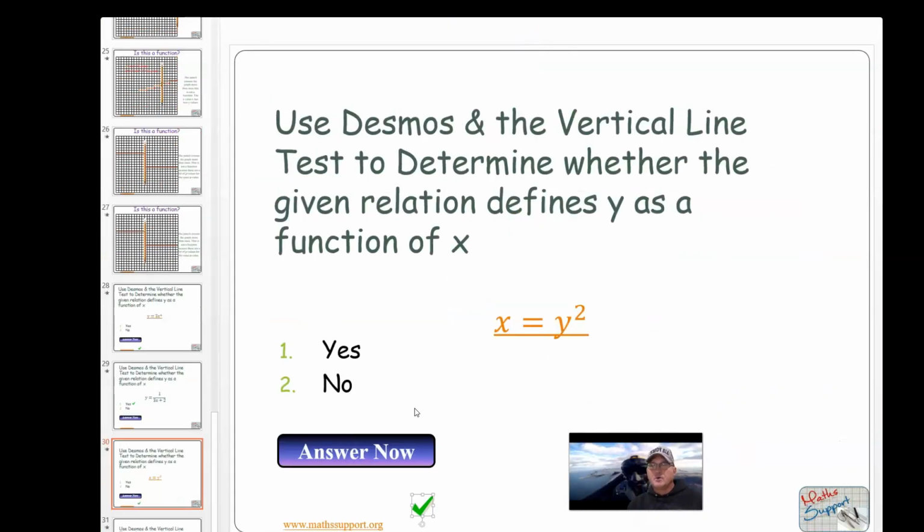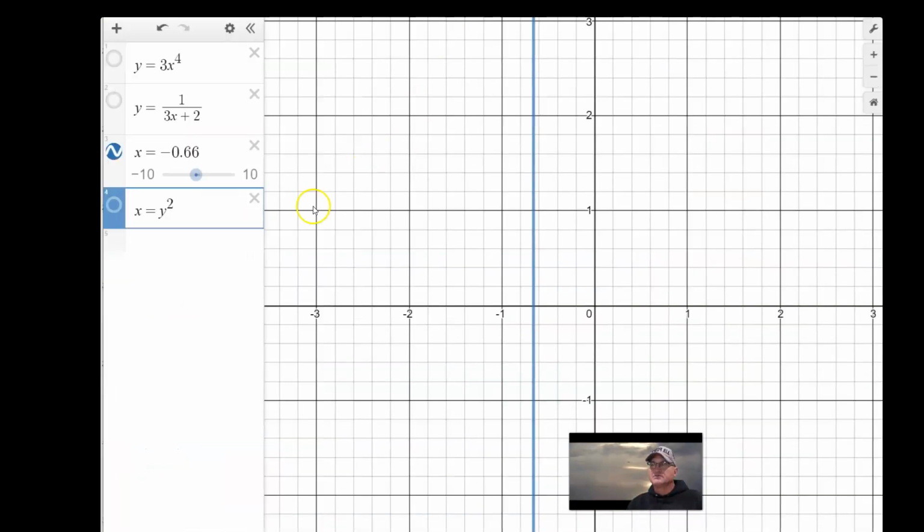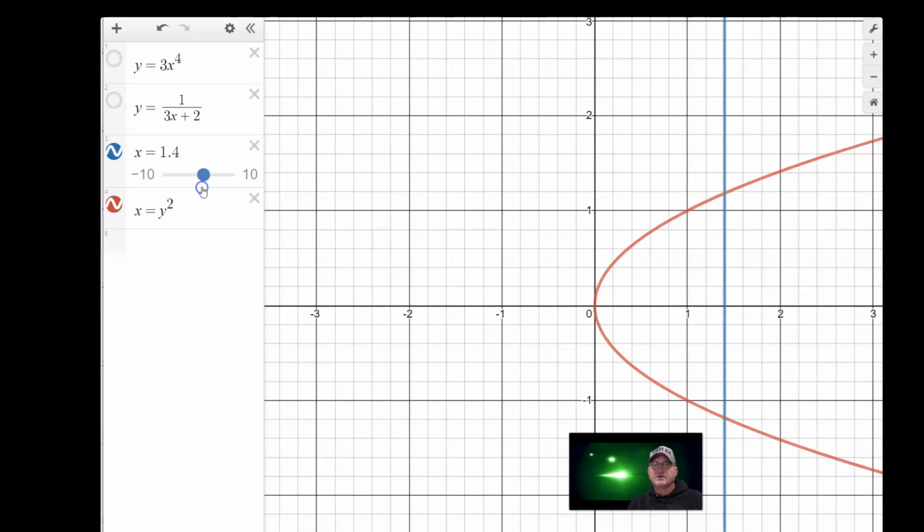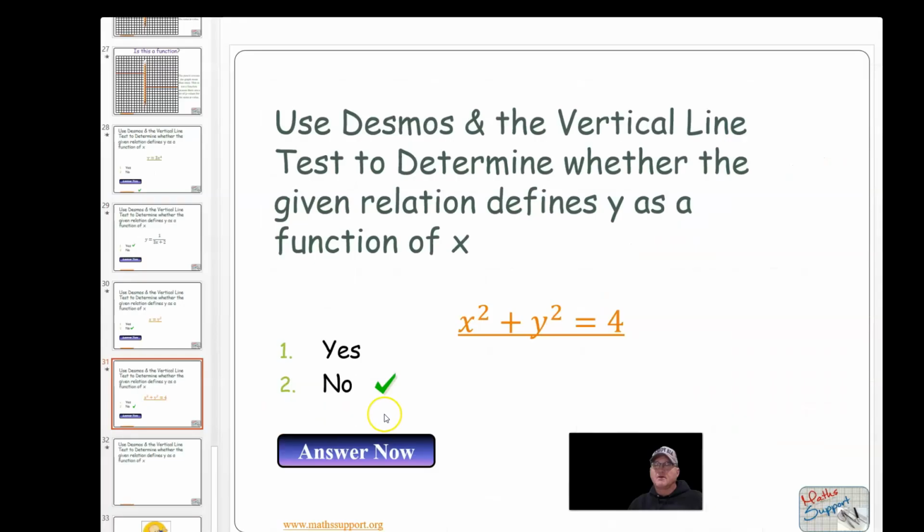All right, now the equation says x equals y squared, and we want to determine, does this relation define y as a function of x? That means, does it pass the vertical line test? So if we take a look at this graph, you can see right now that it definitely doesn't pass the vertical line test. So y is not a function of x for that relation.